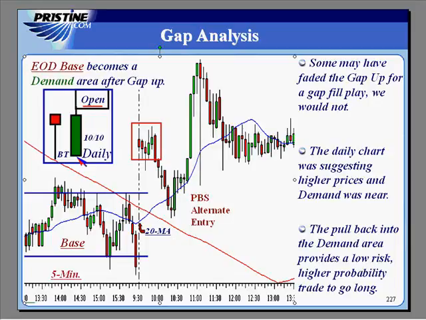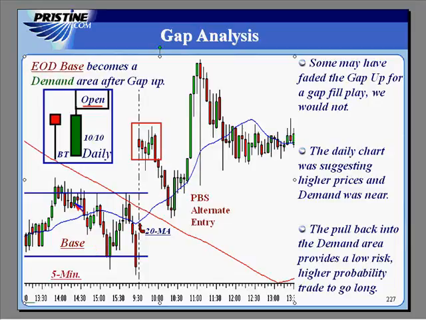It gapped up from a 10-10 bar. The daily had gapped down the prior day, and then it rallied up toward the close, and then it gapped higher the next day. So our daily chart suggests that prices should move higher. That's our bias based on the daily. We're looking for a setup based on that bias.